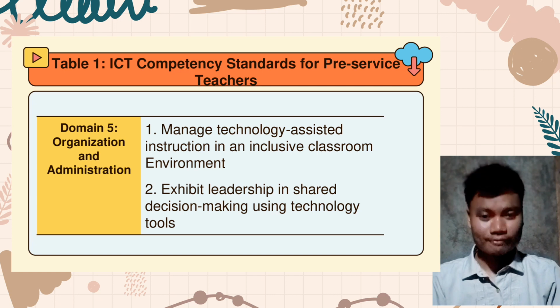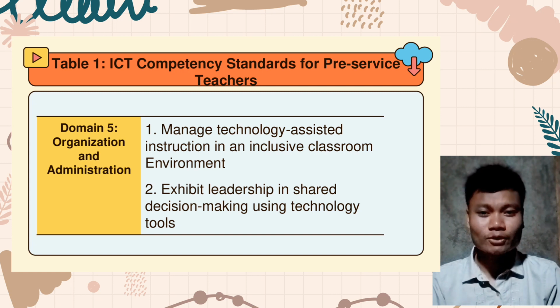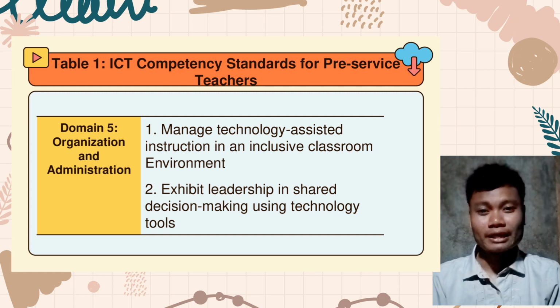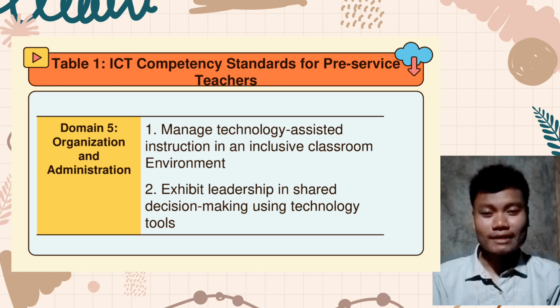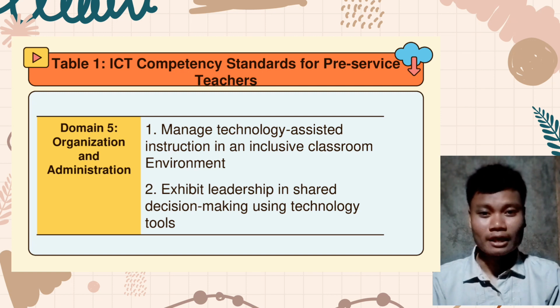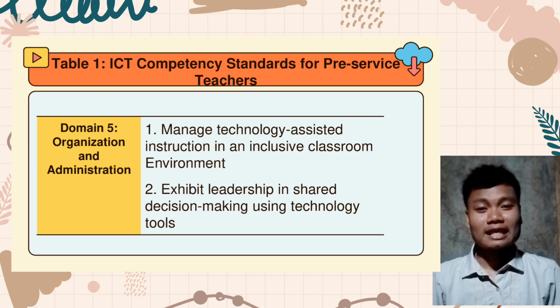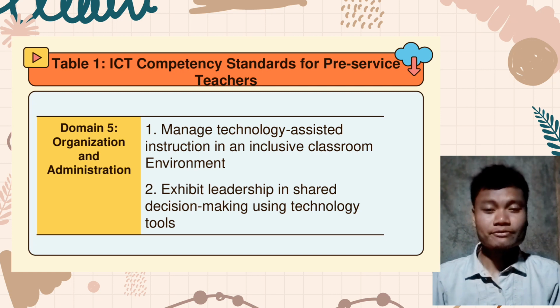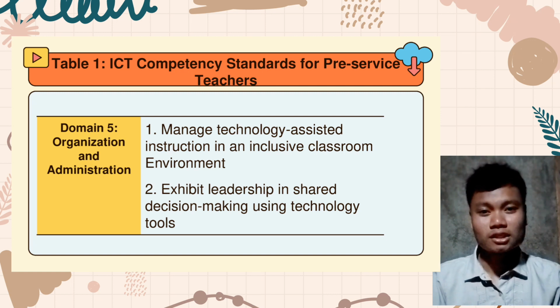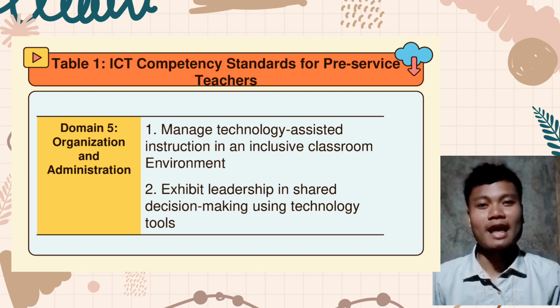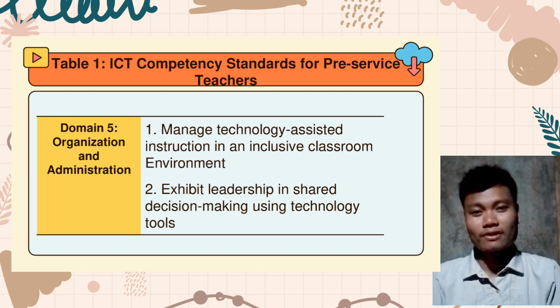We are now in Domain 5, the organization and administration. Domain 5, the inclusive classroom environment, meaning to say that everyone is included, even if you are digitally enhanced or not, or even if you are able or disabled. An inclusive classroom is for everyone, and at the end of the day, everyone should learn from it. So this technology should not limit the students, but should make the students think more, act more, and collaborate with one another.